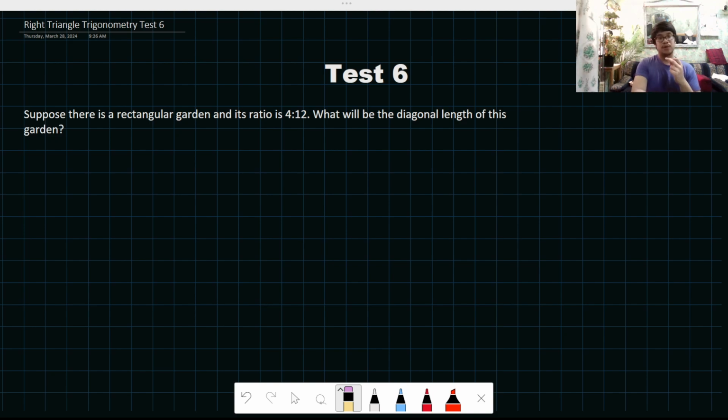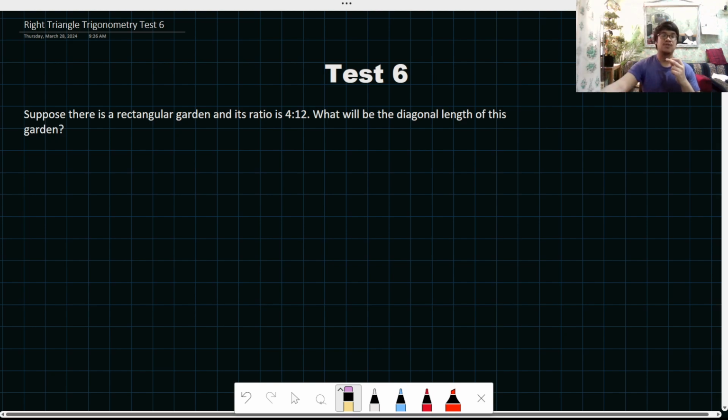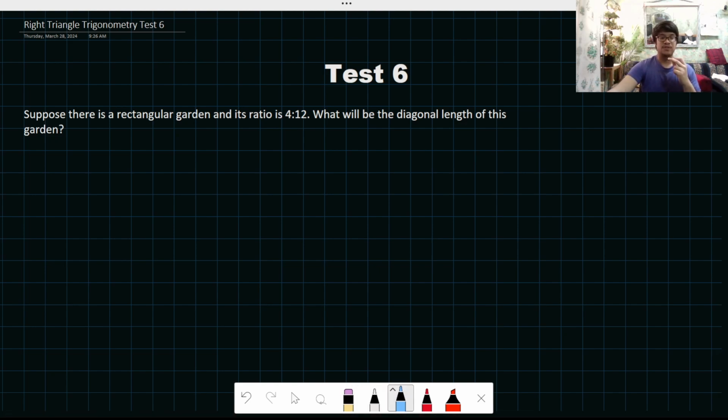So here we have the first problem. Suppose there is a rectangular garden and its ratio is 4 to 12. What will be the diagonal length of this garden? Now, let's try to visualize the problem first. We have a rectangular garden, right? So let's assume that this is the rectangular garden.